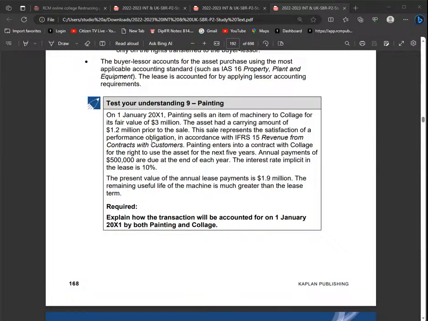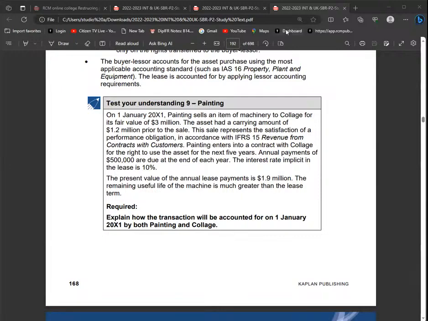Painting enters into a contract with College for the right to use the asset for the next 5 years. Annual payments of $500,000 are due at the end of each year. The interest rate implicit in the lease is 10%. The present value of the annual lease payments is 1.9 million. Already they have been able to discount for you. The remaining useful life of the machine is much greater than the lease term.